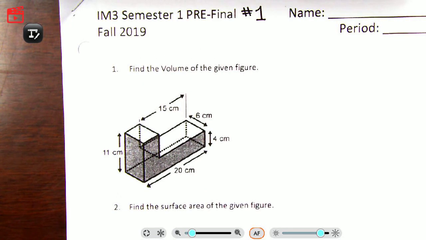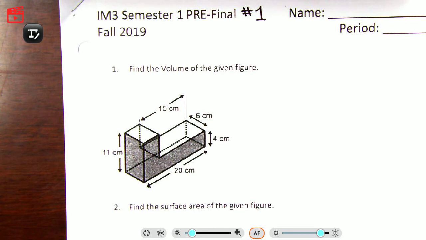This is the first pre-final that I passed out. We're just going to go through some of the questions. I don't know if I'm going to be able to get through all of them. There is a video on pretest number 2. Again, not all of the questions, but there is a video on pretest number 2 that was done by Miss Denny. There is a link in your Google Classroom to go watch that. But let's get started and get as much done as we can here on this pre-final number 1.